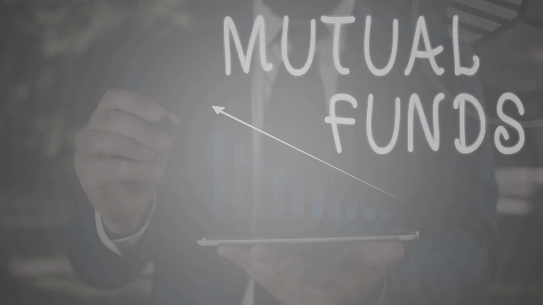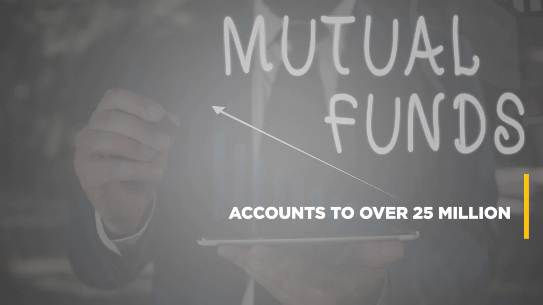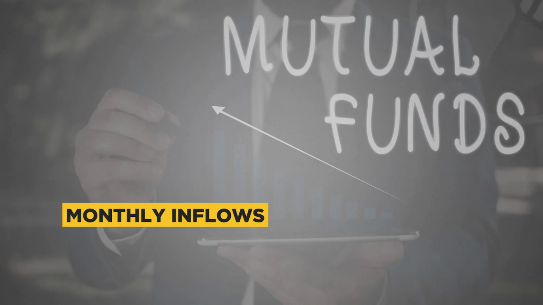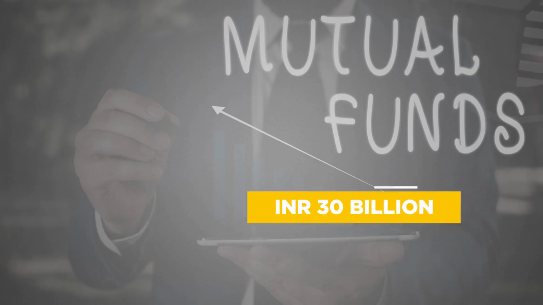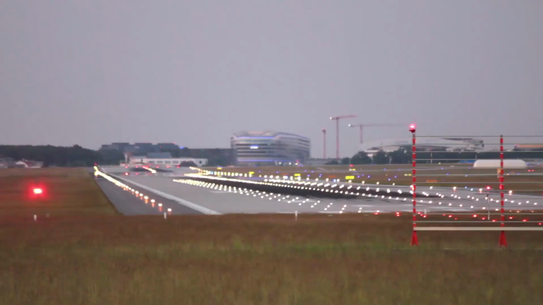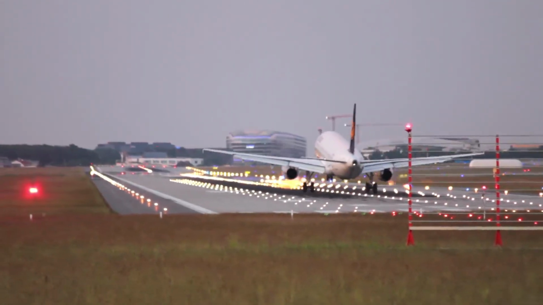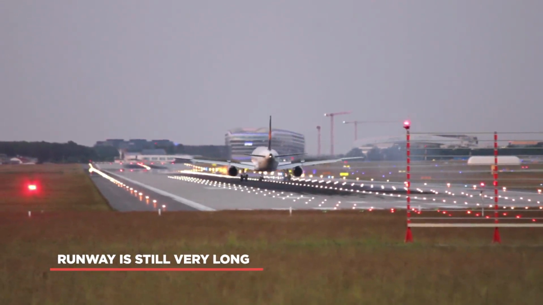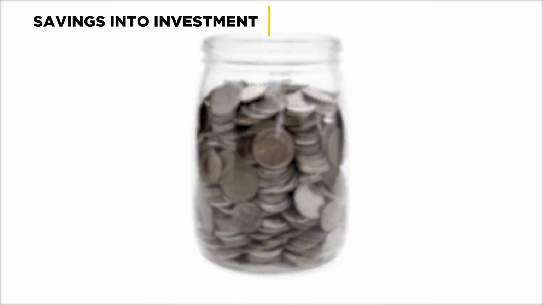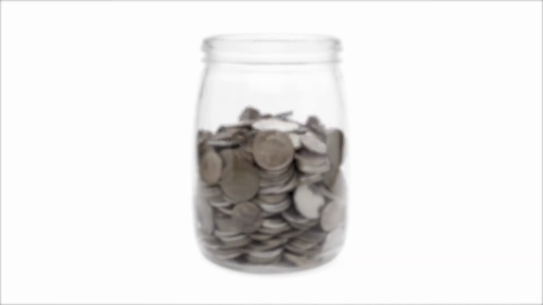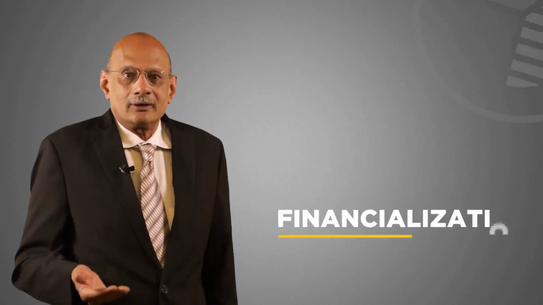The number of accounts under SIPs stands now at over 25 million. Monthly inflows come in at Indian rupees 80 billion as compared with 30 billion 3 years ago. This growth looks impressive, but it is our view that the runway is still very, very long. As we have mentioned in earlier videos, the conversion of savings into investment in our country is still very low. This conversion of savings to investment is what people often refer to as financialization.